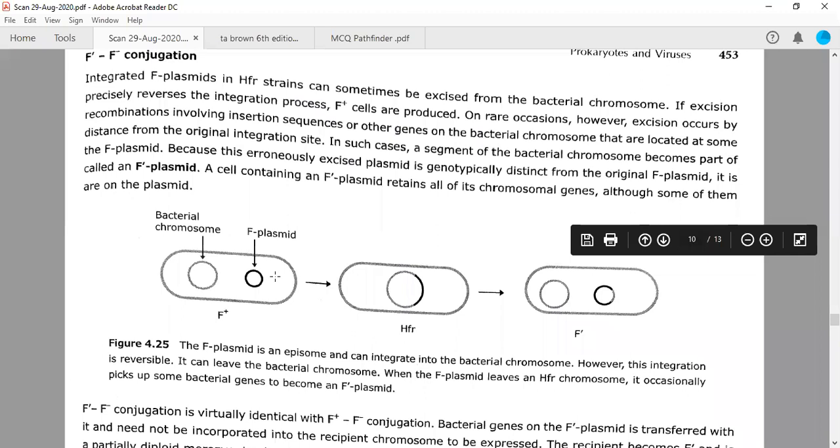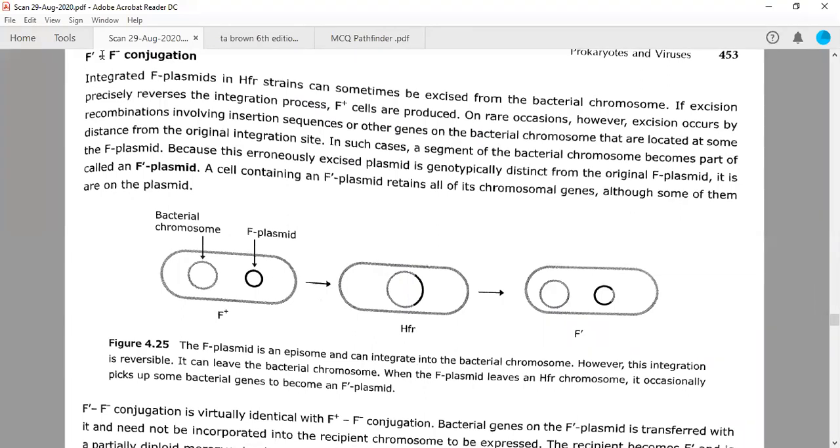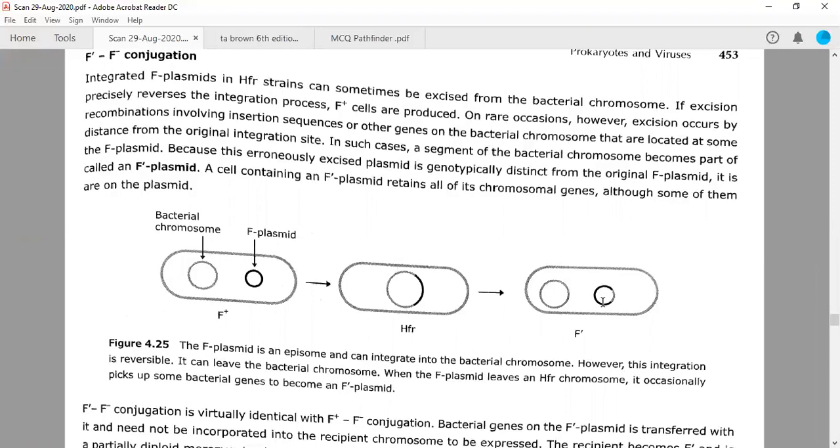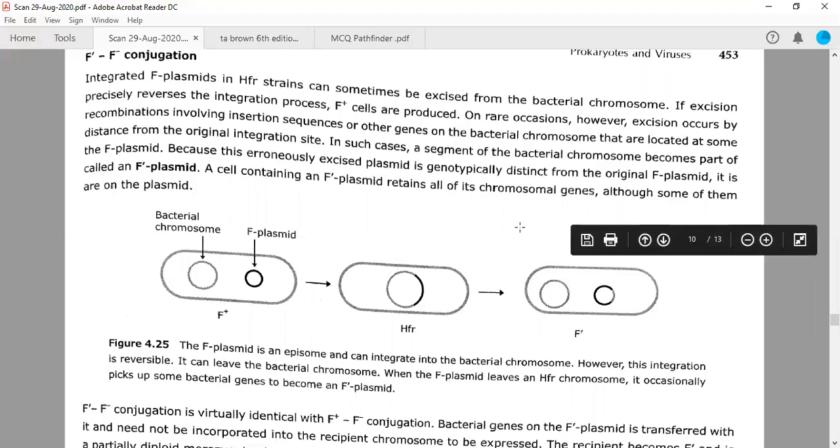So now the third type of conjugation which you can design is F dash by F negative conjugation. And you will see again the size of this plasmid is small when compared with HFR, and therefore there are chances that this F dash plasmid is able to transfer itself from the donor cell, called F dash, to the recipient cell, called F negative, which does not have an F plasmid. And the F negative cell, the recipient cell, will also become F dash.